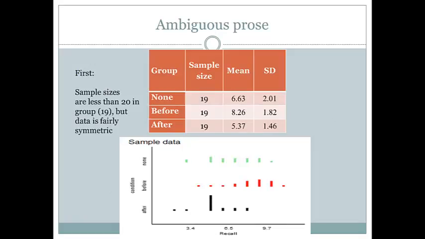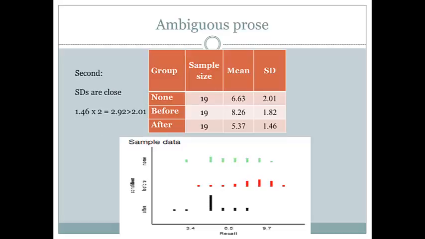Here's the ambiguous prose data. First validity condition, our sample size is 19, right at that threshold of where we're saying, avoid strong skewness versus make sure they're symmetric. We're looking at this data here. The data is fairly symmetric. Our sample sizes are all right near that 20 threshold. We're good on the first condition.